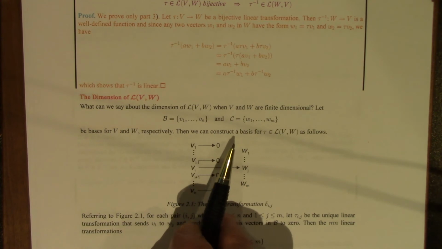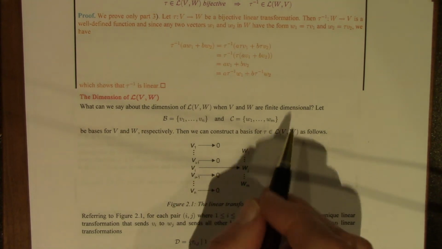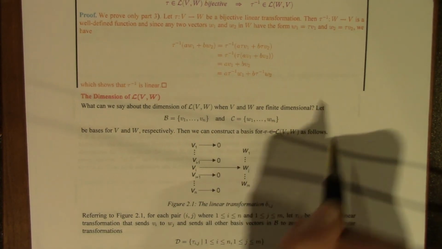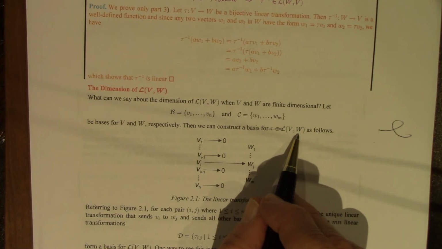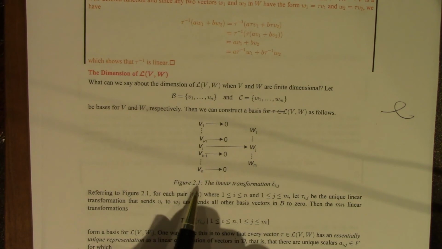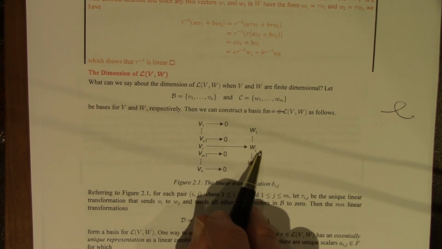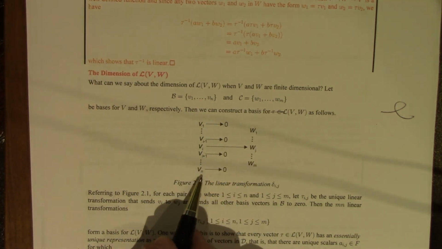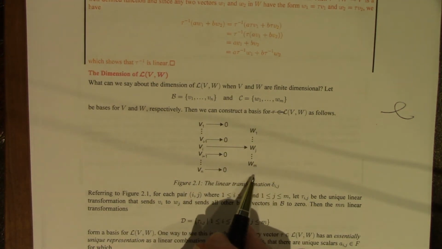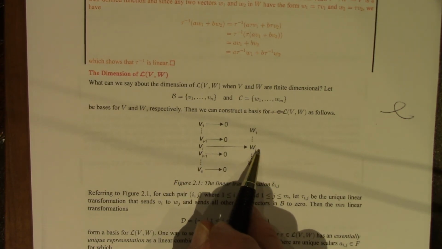Then we can construct a basis for L of VW as follows. We define for each pair of indices i, j. If you look at the picture here, here's V sub i and here's W sub j. These are the V's, the basis for capital V. These are the basis vectors for capital W. Fix a V sub i, fix a W sub j.